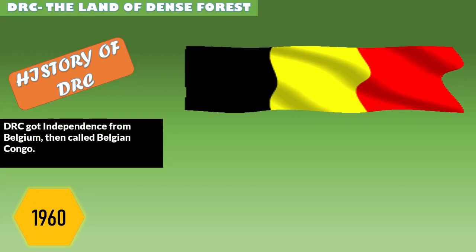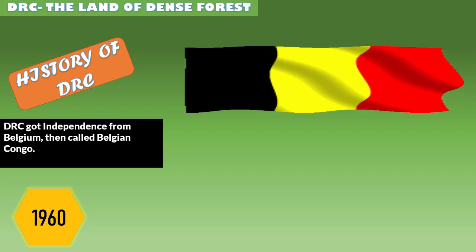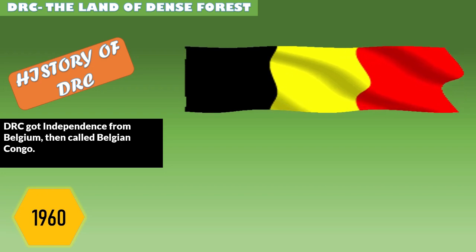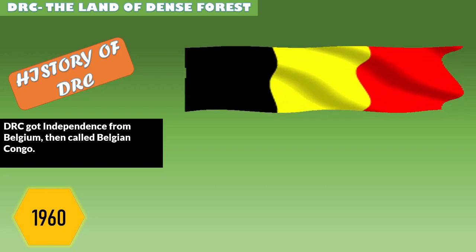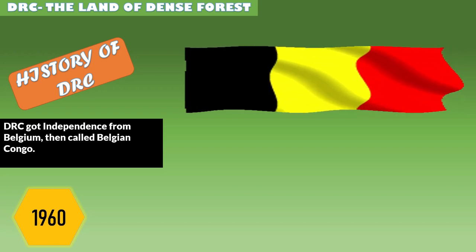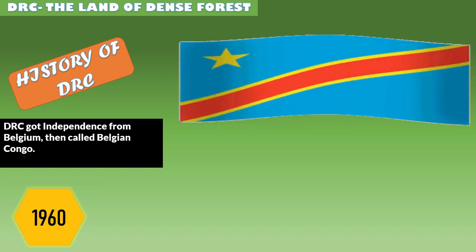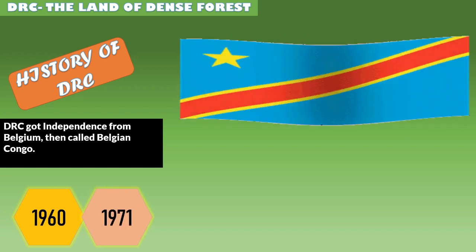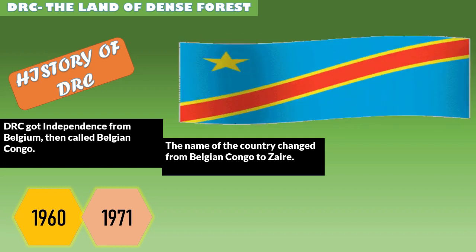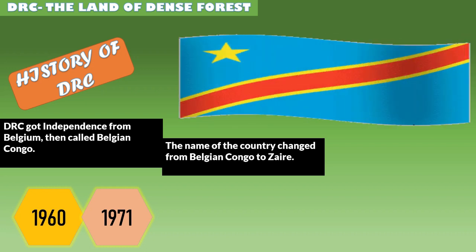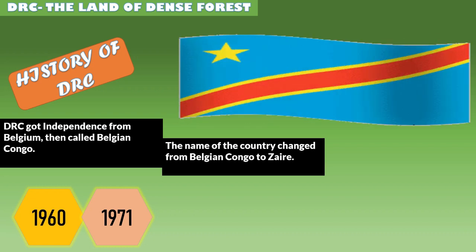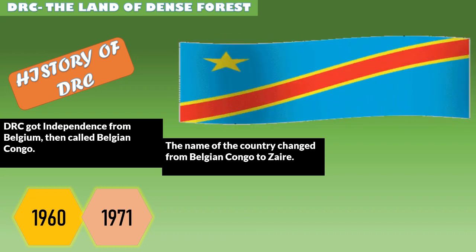In the year 1960, the Democratic Republic of Congo got independence from Belgium, then called Belgian Congo. So in the year 1960, DRC was known as Belgian Congo. In the year 1971, the name of the country changed from Belgian Congo to Zaire.